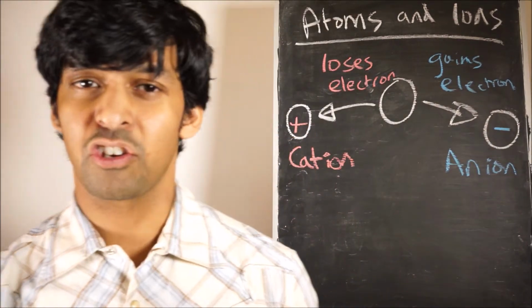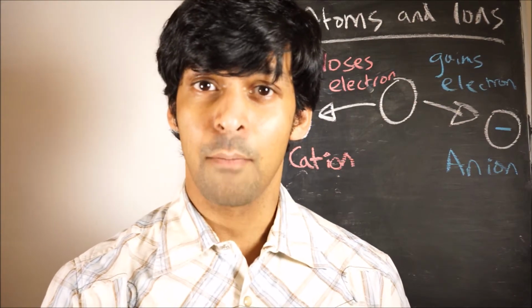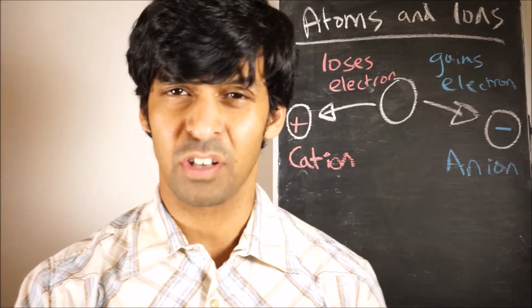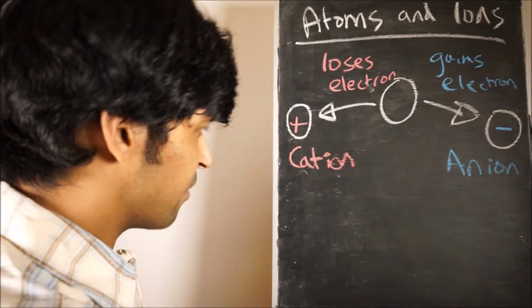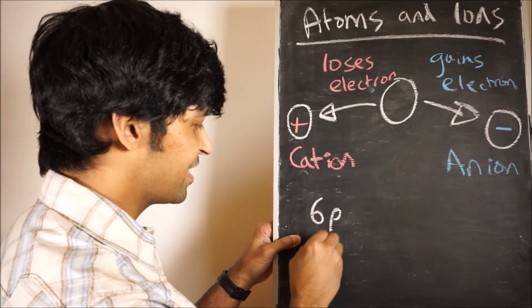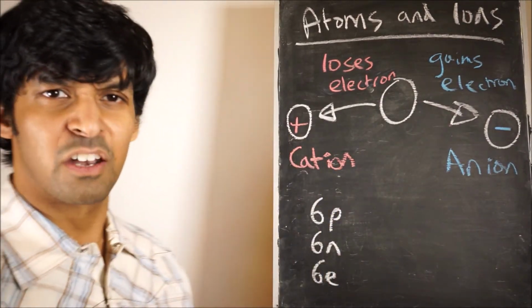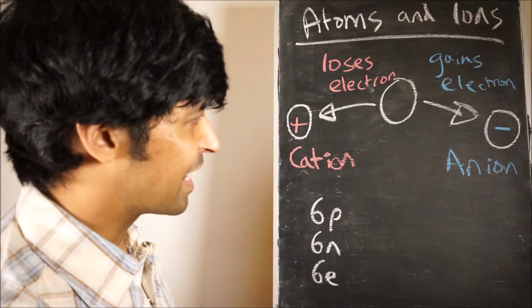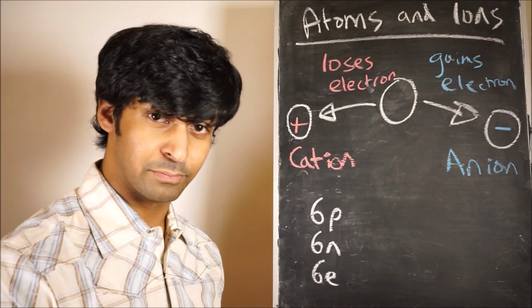Okay? Now, you should be able to tell if something is an atom or an ion by looking at the numbers of subatomic particles. And the subatomic particles are the protons, the neutrons, and the electrons. So let's just have a look at an example. If something has 6 protons, 6 neutrons, and 6 electrons, what's it going to be? An atom, a cation, or an anion?